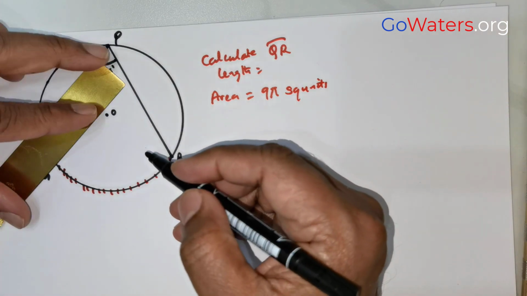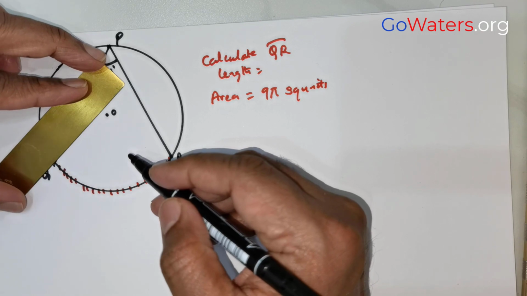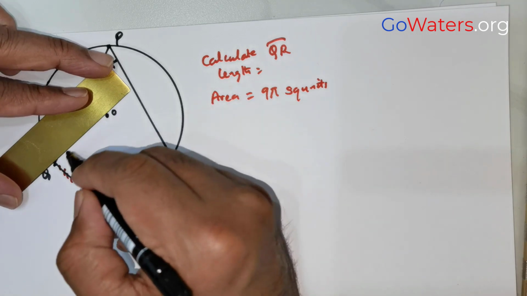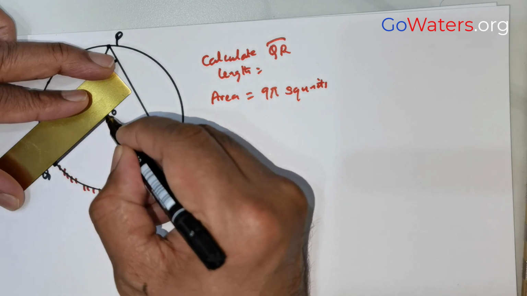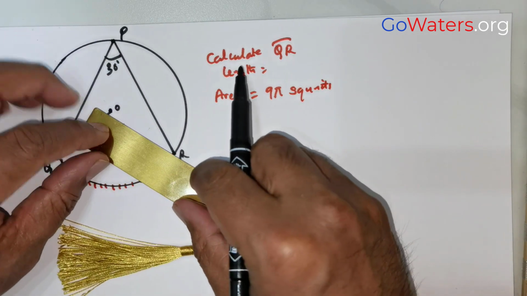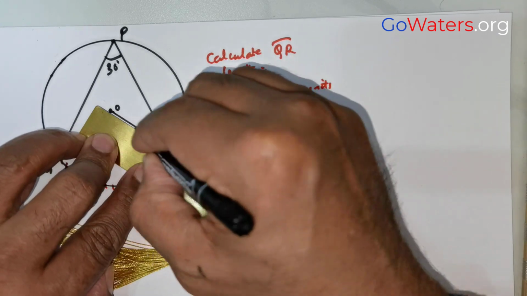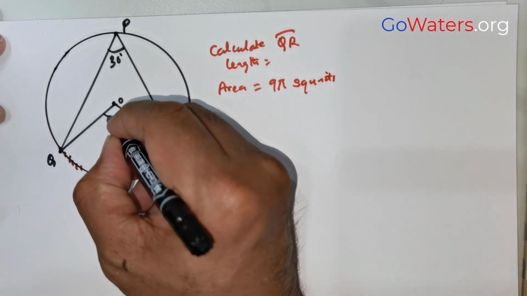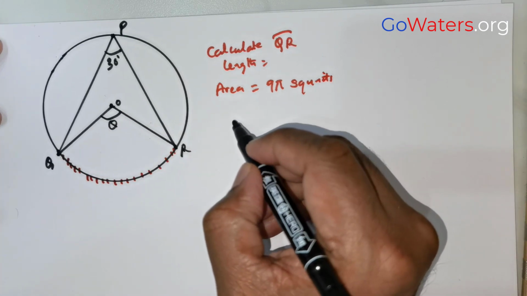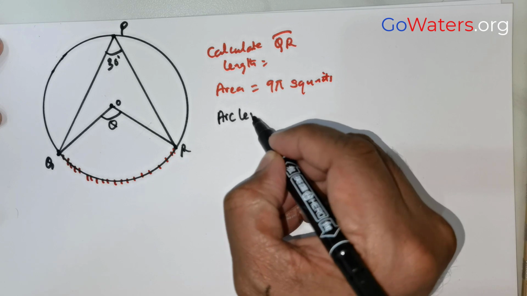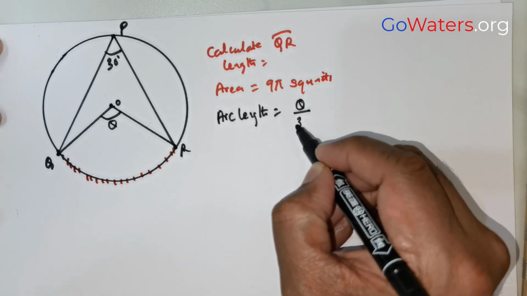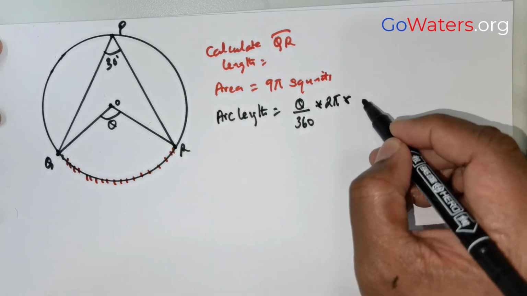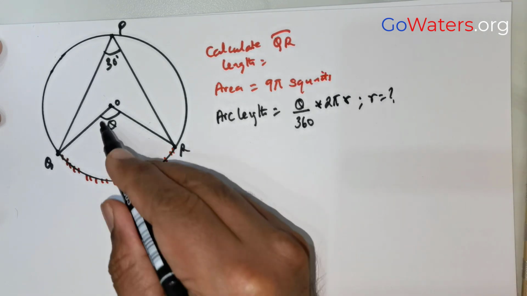Okay. So now let me subtend a central angle, right? Because it talks about arc length, so I'm subtending a central angle because I need to get the value of theta. So the central angle is subtended, so this is going to be theta. Now there is a formula for arc length. So what is that? Arc length is equal to theta over 360 multiplied with 2 times pi times r. So we need to get the value of r. We don't know.